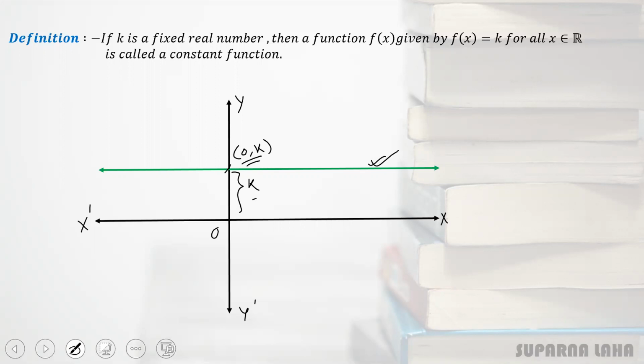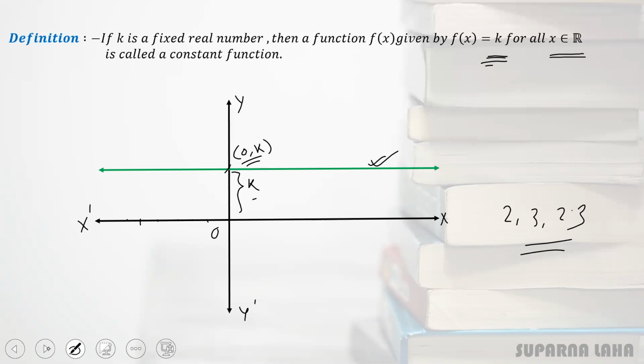Maybe k is 2, 3, 2.3, something; any value it can take, but it will be a particular value for all x belongs to the set of real numbers. For all x, f(x) will be the same. Maybe it will be 2, 3, 2.3, 4.3, 100, 200, whatever value we take as k. So f(x) will be k for all x belongs to the set of real numbers. So this is called a constant function.